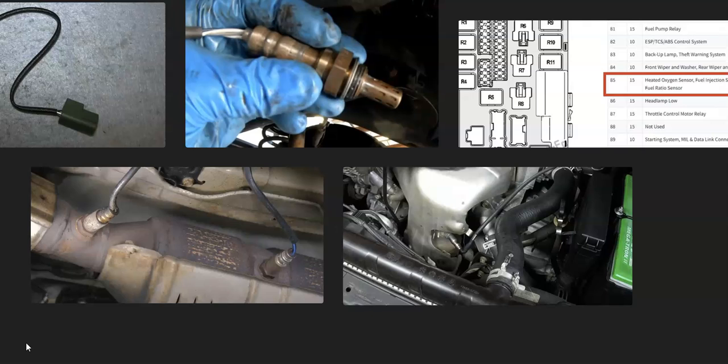I just wanted to give a real quick brief overview of how you go about fixing a Nissan with the P0130 code.